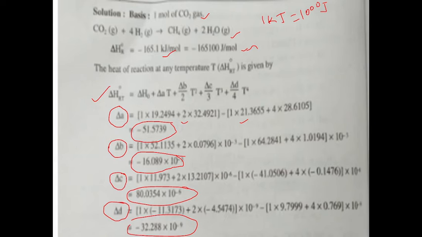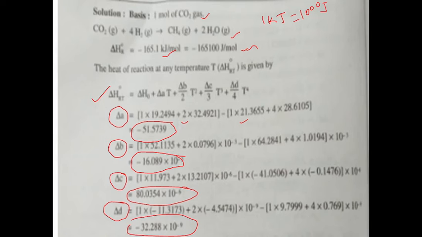Delta B, similarly, is product minus reactant. All these component B values are available in our problem. You should take that value and find the delta B value, which is minus 16.089 into 10 to the power of minus 3. Are you clear on that? Okay.